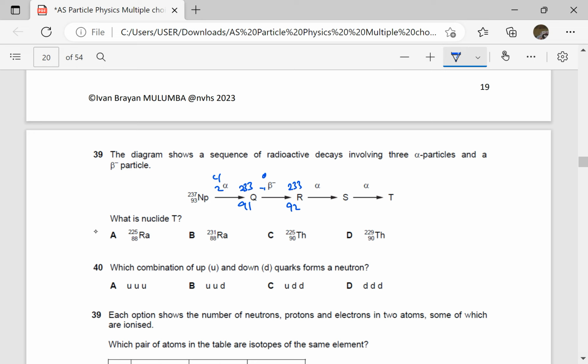Alpha particle reduces the nucleon number by 4, which makes this one to be 229. Proton number reduces by 2, which makes this one to be 90. Again, alpha, nucleon number reduces by 4, which is 225. Proton number reduces by 2, which is 88. So the answer is going to be A.